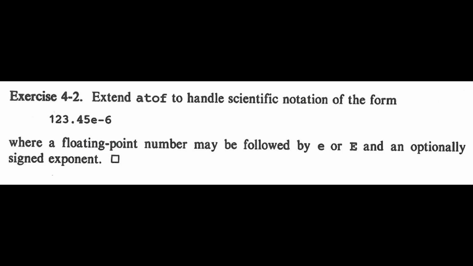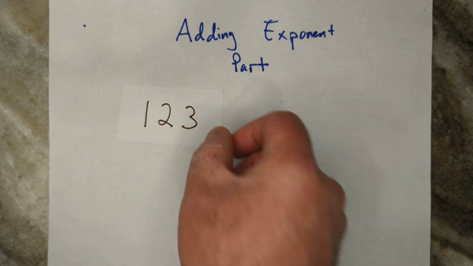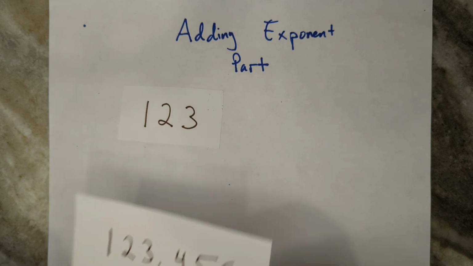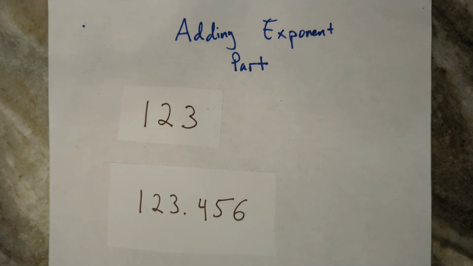So in this part, what we're going to do is talk about adding exponents to our number parsing, to our floating point number parsing problem. We can have two different kinds of floating point numbers, really. We have the basic one, which is just really an integer because it doesn't have a floating point, or we can have one that has a decimal point. There are two possible scenarios.